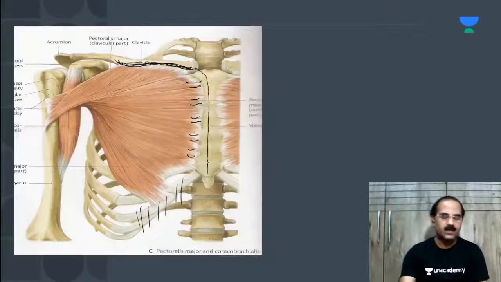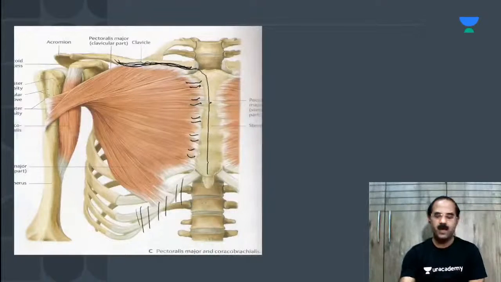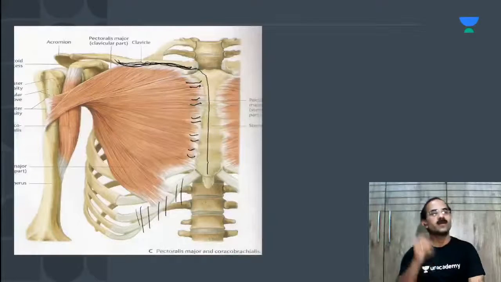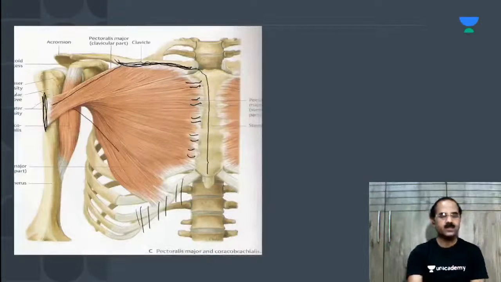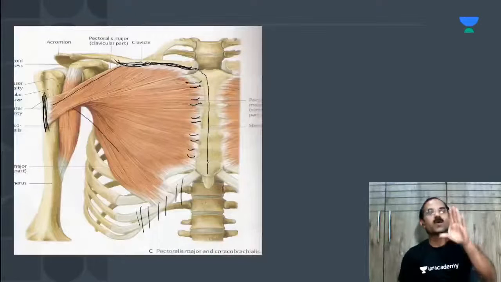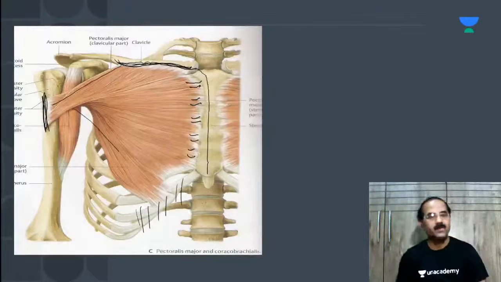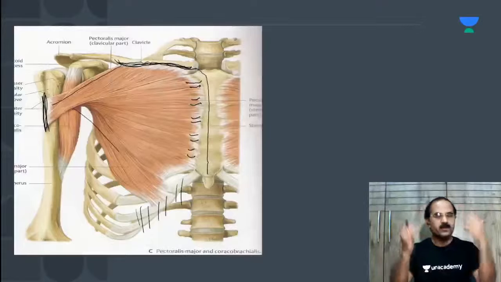Pectoralis major arises from the medial 2/3 of the clavicle, the manubrium and the body of the sternum, the 2nd to 6th costal cartilages and the external oblique aponeurosis. Now this entire muscle comes and gets inserted on the lateral lip of the bicipital groove. So this is a big muscle.